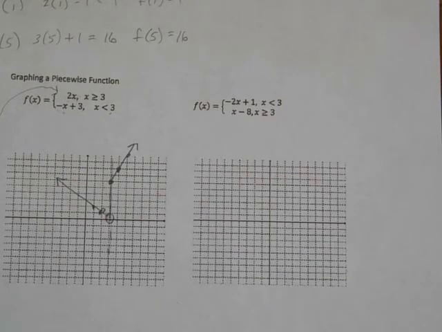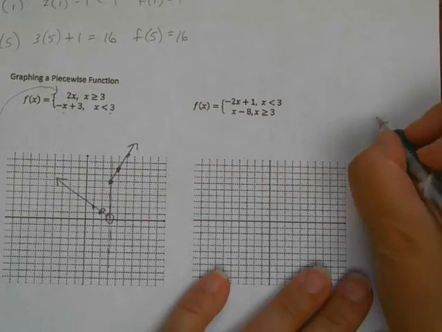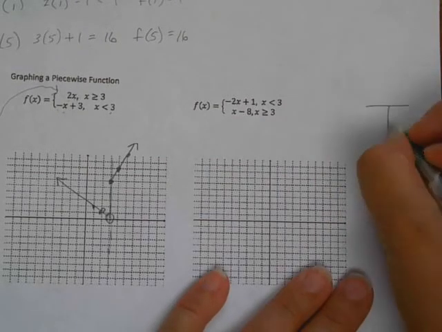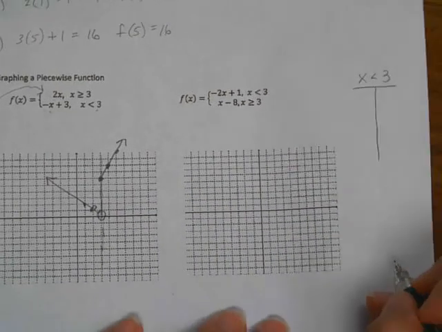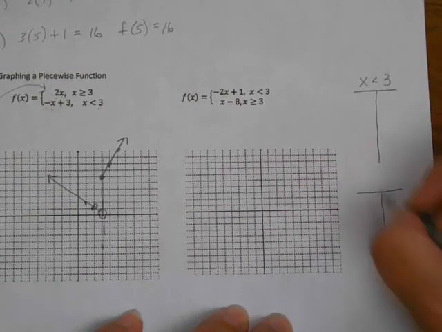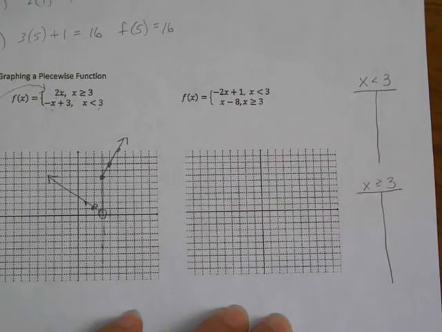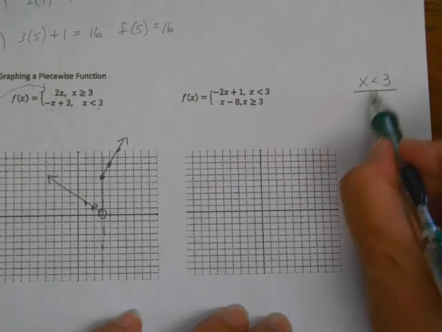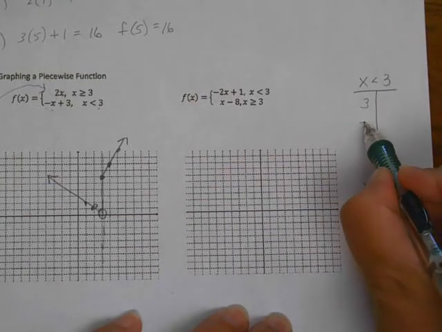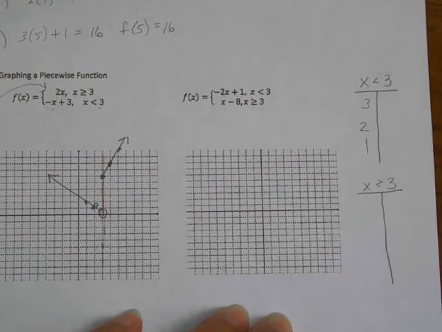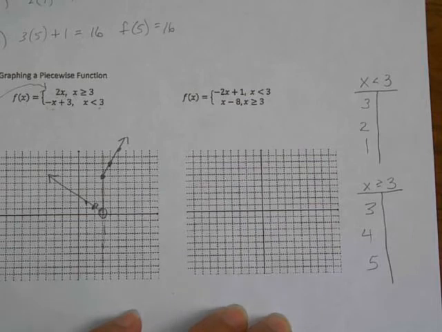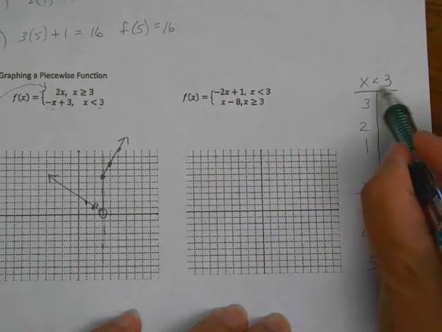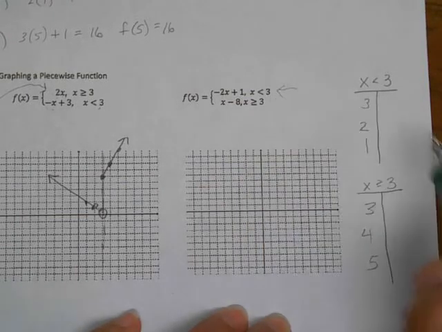So this one has a turning point at 3. Again, I'm going to have a table of values. I'm going to have one table of values for when x is smaller than 3, and then a separate table of values for when x is greater than or equal to 3. So I'm going to think about my numbers here. I'm going to choose 3 and a couple of numbers that are smaller than 3. Here I'm going to choose 3 and a couple of numbers that are bigger than 3. So let's start with the ones that are smaller than 3. That's going to use this equation.